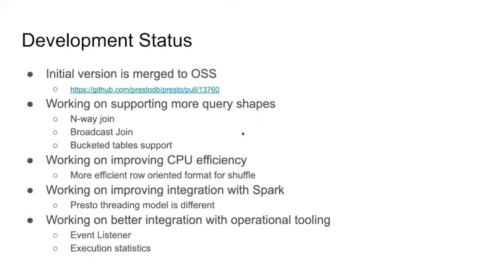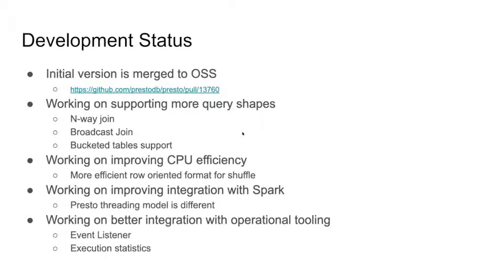And a couple of words on the current development status. The initial version is already merged to open source. It doesn't support all query shapes yet. We're still working on supporting more. It doesn't support the n-way join yet. It is only two-way join for now. It doesn't support broadcast join, and broadcast join is often required by cross join and non-equi joins. So it's not supported yet. We're working on adding support for that.